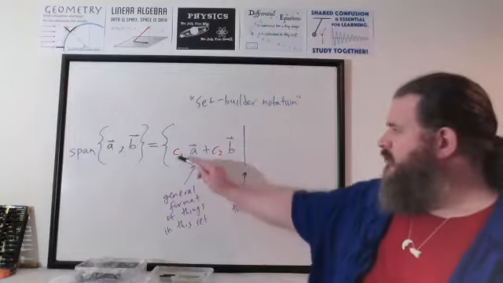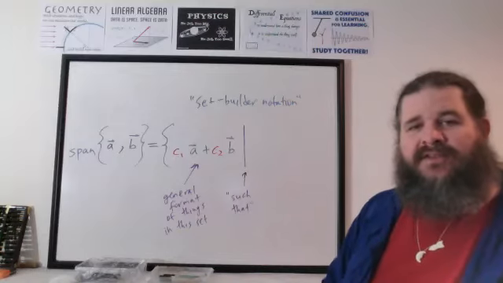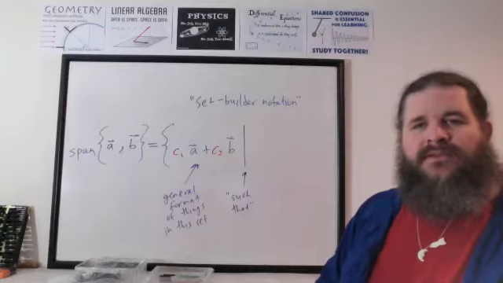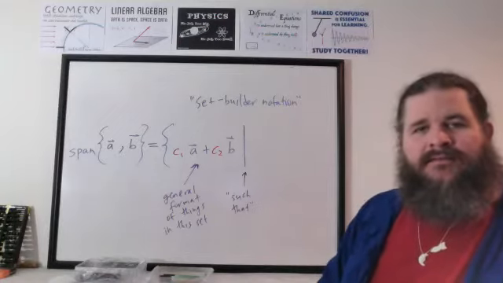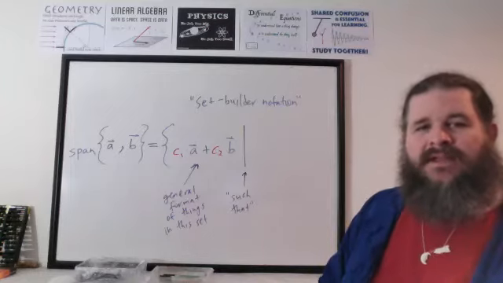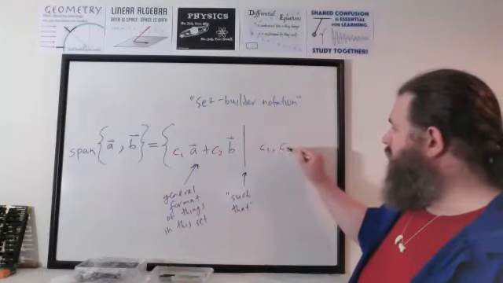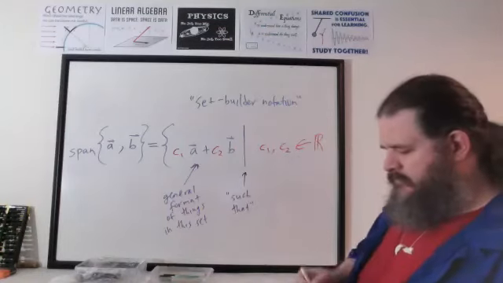If we just introduce new variables, we have to explain what they represent. What do we mean by C1 and C2? Constants. Specifically, what kind of constants? What kind of values are they? Real numbers. Yeah, they could be any real number. So on the right side, we're just going to write C1, C2 belong to the set of real numbers.